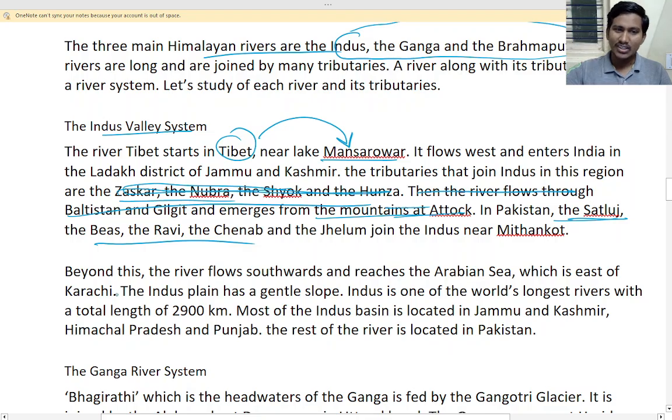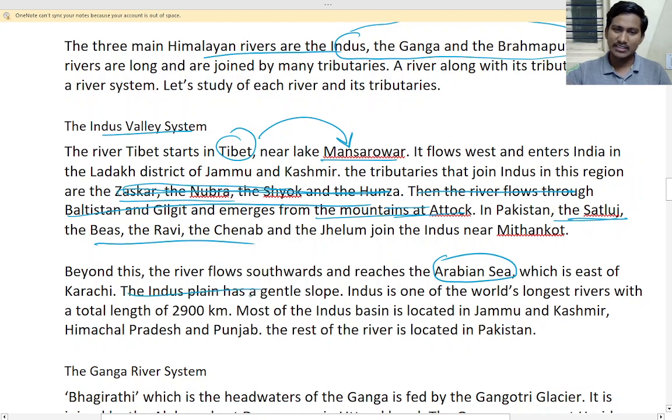Beyond this, the river flows southward and reaches the Arabian Sea, east of Karachi. That much you remember. You don't need all that. The Indus is one of the world's longest rivers, with a total length of about 2,900 kilometres.